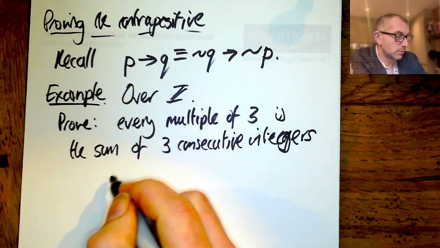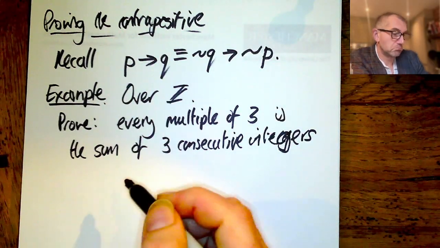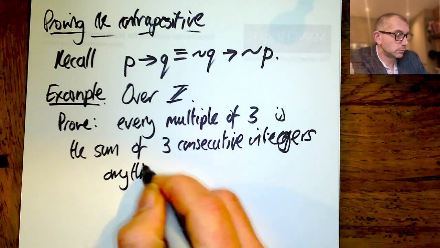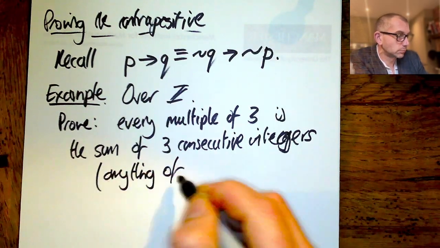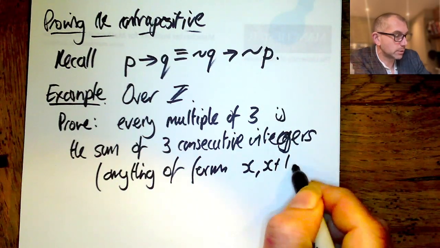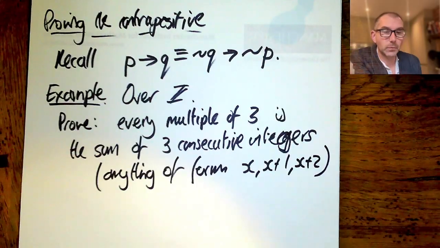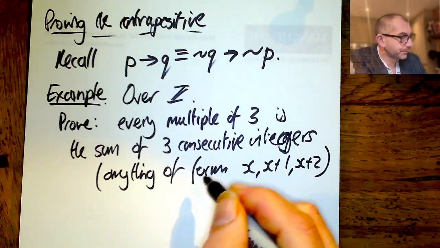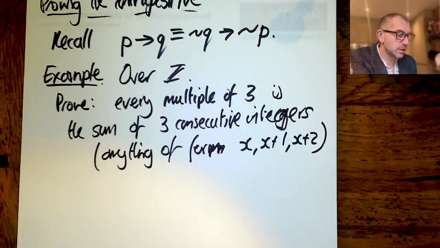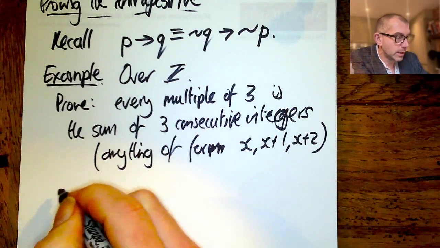So anything of the form, and I'll say, x plus 1, x plus 2. Okay. Very good. Right, so that's what we're trying to do. Let's just see what it looks like.